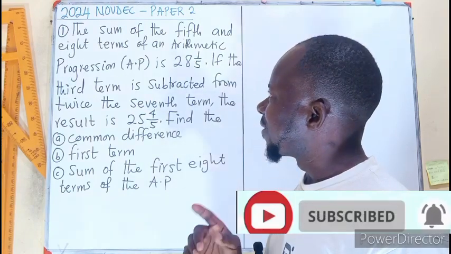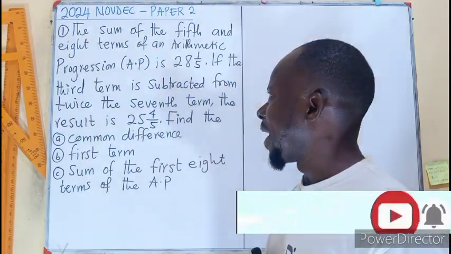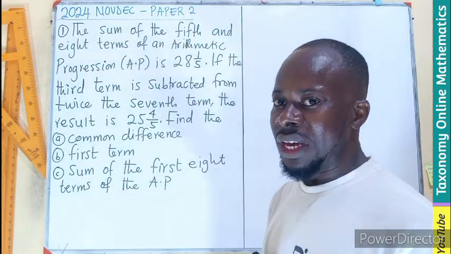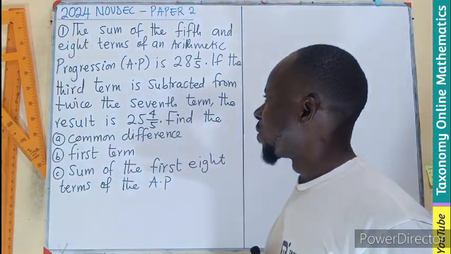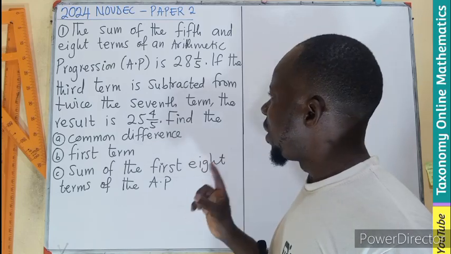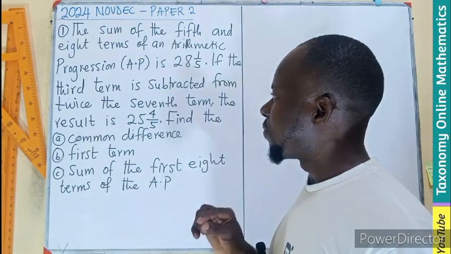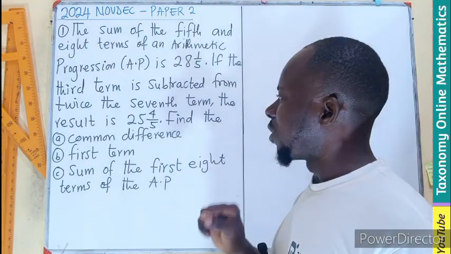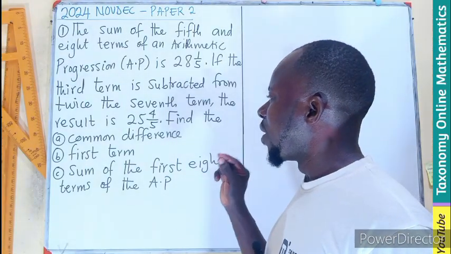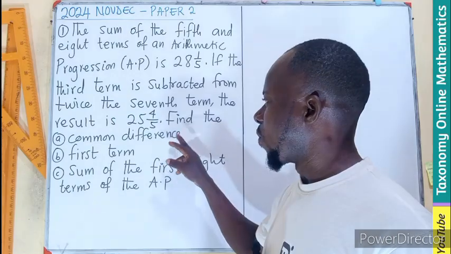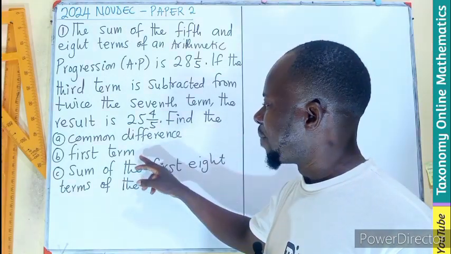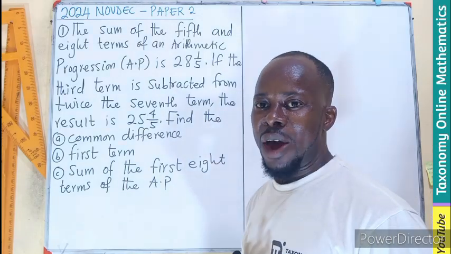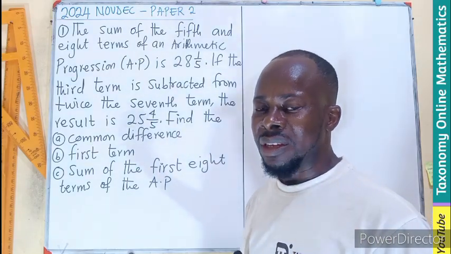Question 1. The sum of the fifth and the eighth terms of an arithmetic progression is given as 28 1/5. If the third term is subtracted from twice the seventh term, the result is given as 25 4/5. We have to find the common difference, the first term, and the sum of the first 8 terms. Let's see how we can do this within a few minutes.